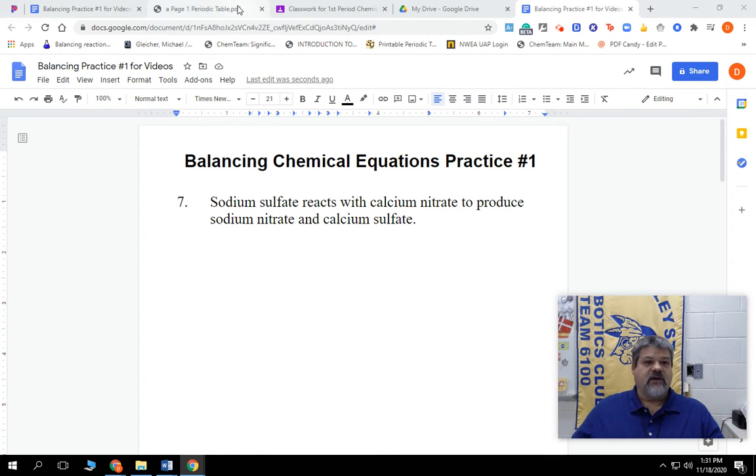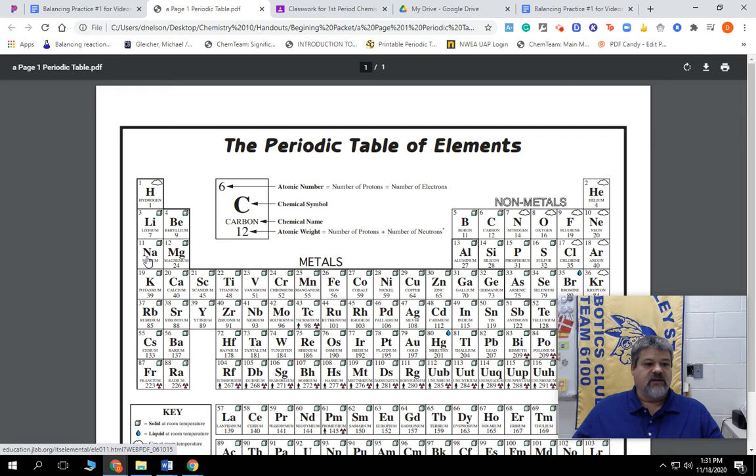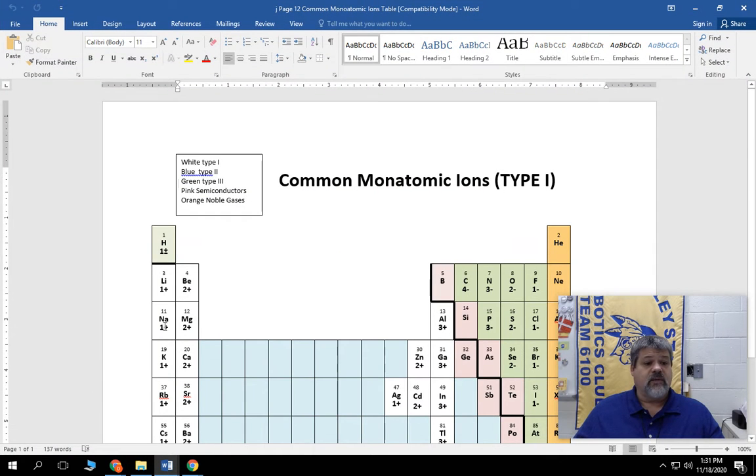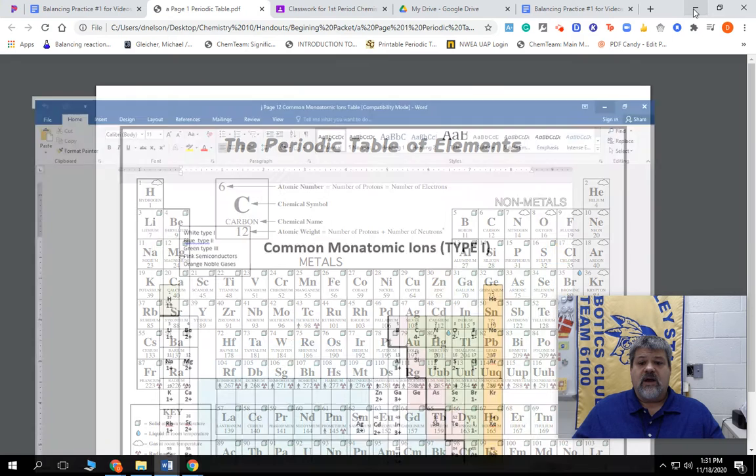Now sodium, if I look at the periodic table, sodium is in column 1A, so we know that its charge is +1. The other thing about it is we know that it's monoatomic. So if we go to the monoatomic ion sheet, we know that sodium is right here. It's a +1.